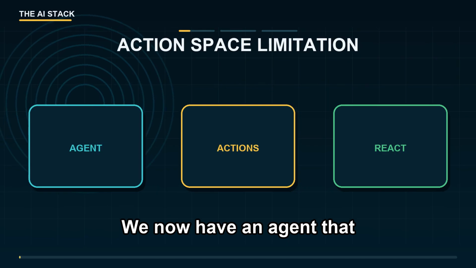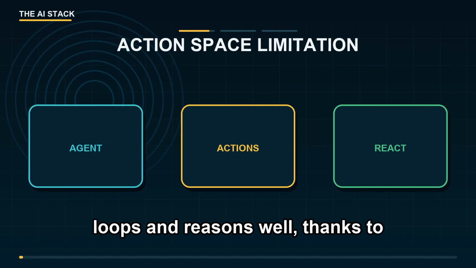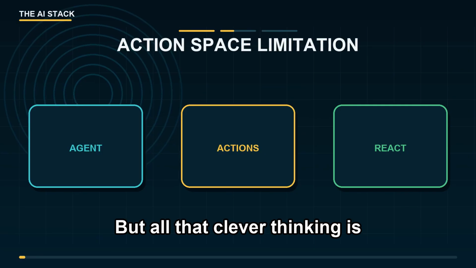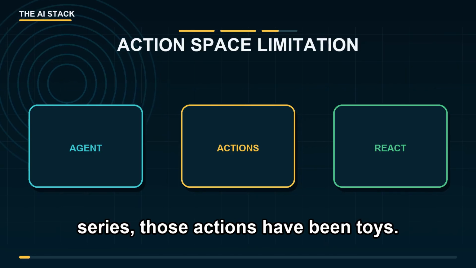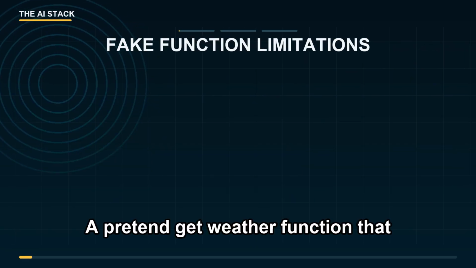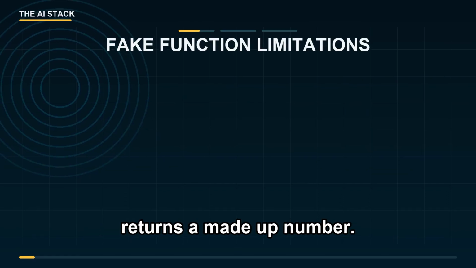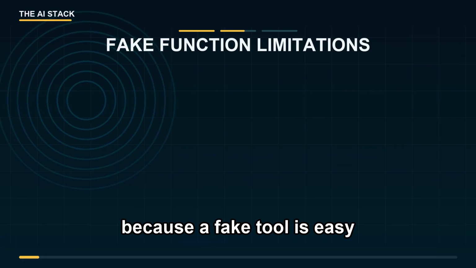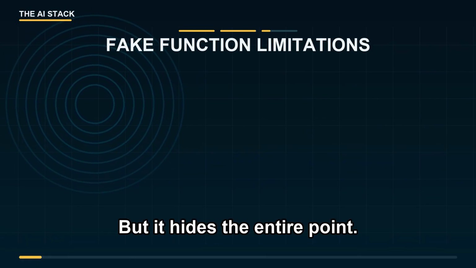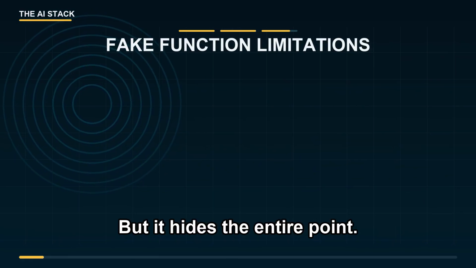We now have an agent that loops and reasons well, thanks to React. But all that clever thinking is pointed at a set of actions, and so far in this whole series, those actions have been toys. A pretend getWeather function that returns a made-up number. Almost every tutorial does the same because a fake tool is easy to show. But it hides the entire point.